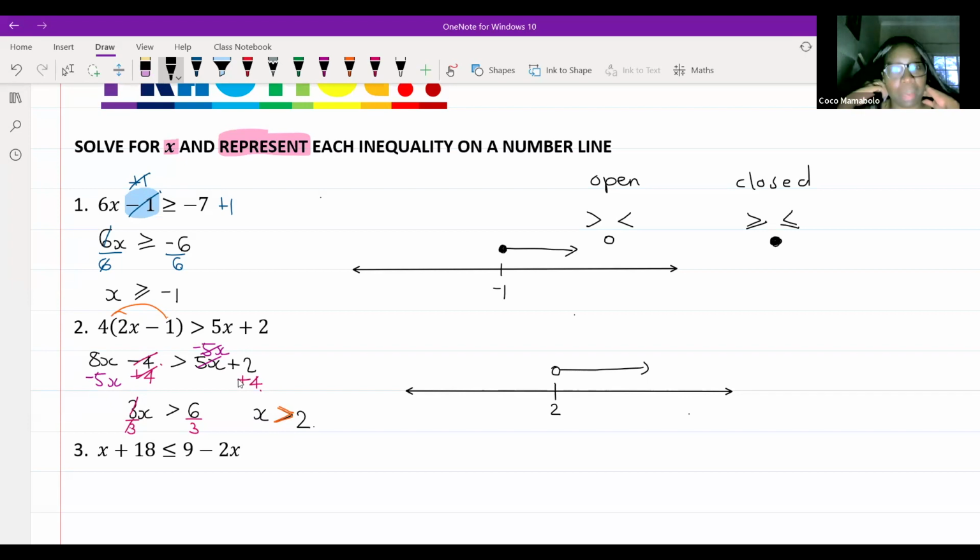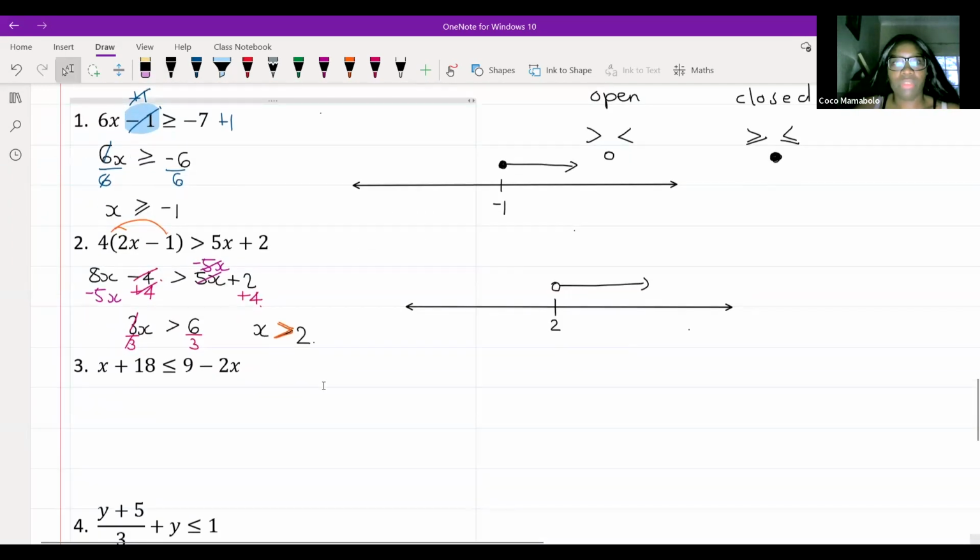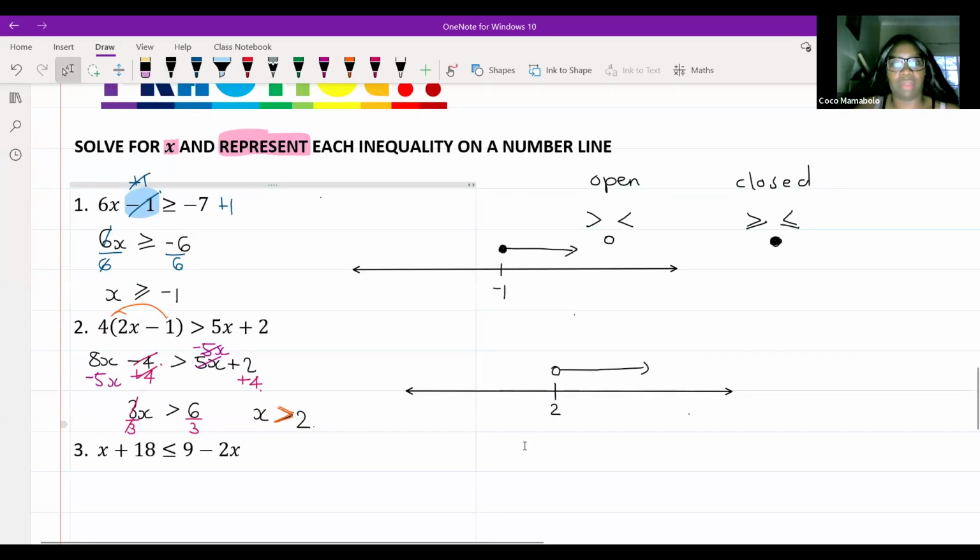Correct. It applies for both. All right, let's look at this next one over here.